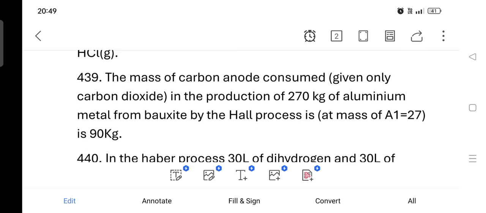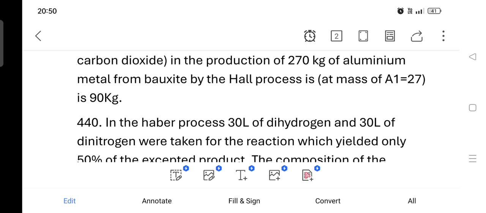The mass of carbon anode consumed, giving only carbon dioxide, in the production of 270 kg of aluminium metal from bauxite by the Hall process, with atomic mass of Al equal to 27, is 90 kg.